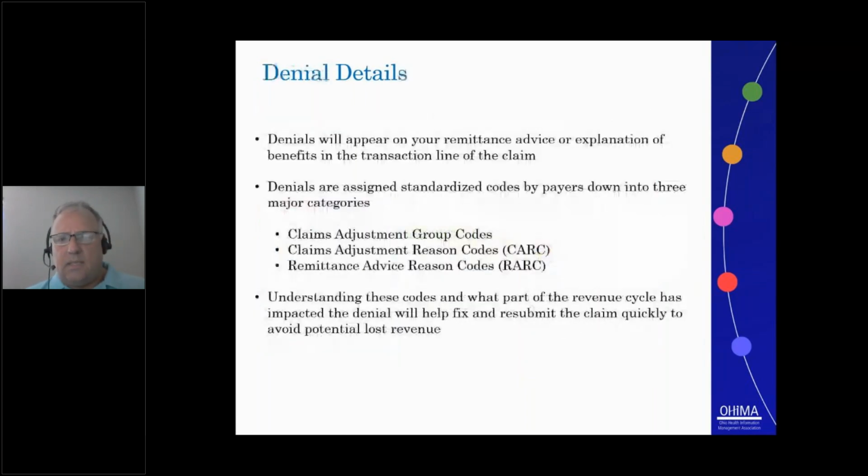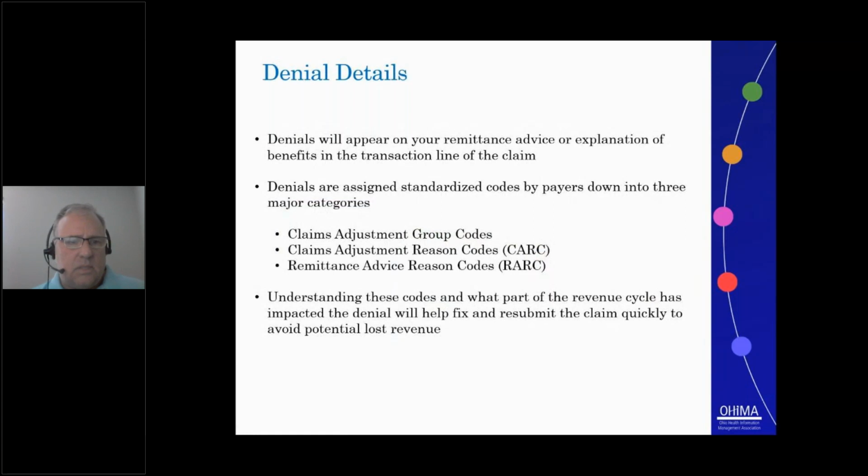Looking into the denial details. Understanding the codes on the remittance advice or EOB is important. Sometimes it will be easy to understand the reason and you can move forward with fixing denials quickly. Others will take more research and understanding. These code sets are labeled and are common to the claims denials process.